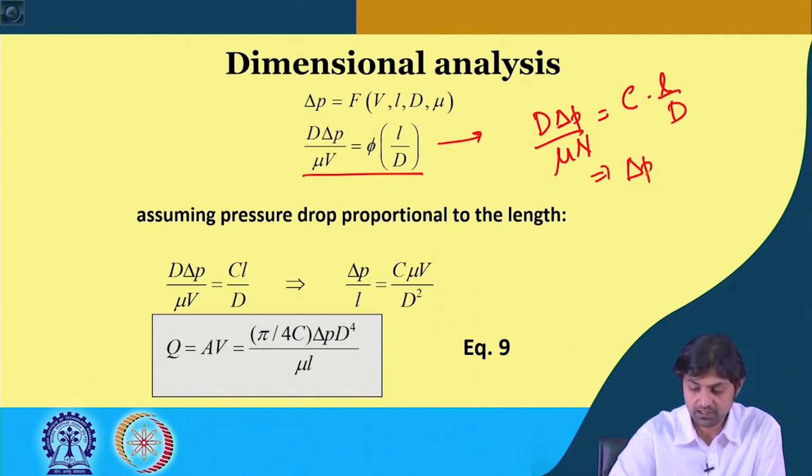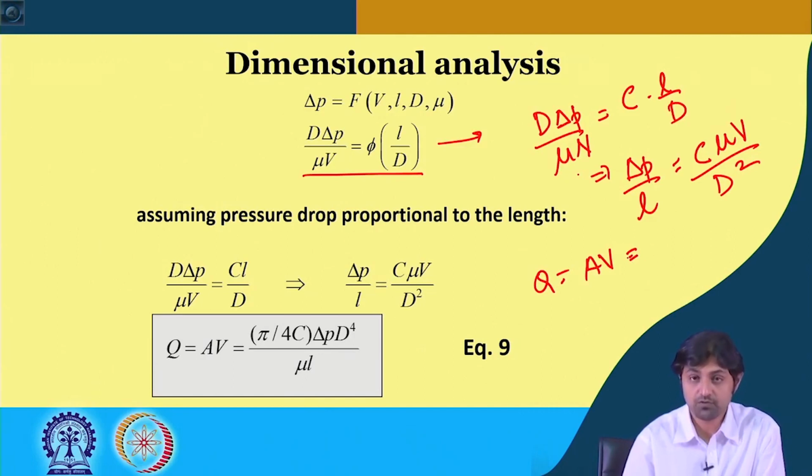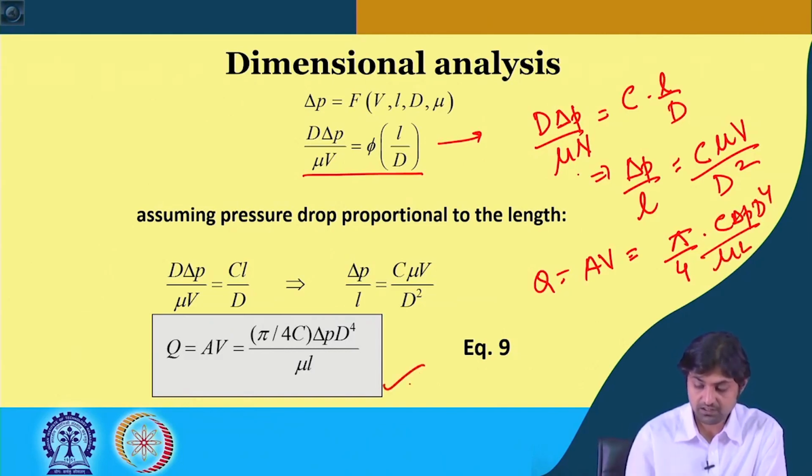Therefore we can write delta p by L, where L we bring to this side and the other parameters to that side. It becomes C mu V by D square, or Q is equal to area into velocity. So area is pi by 4 D square, therefore we will get pi by 4 into C delta p D to the power 4 by mu L as this equation.